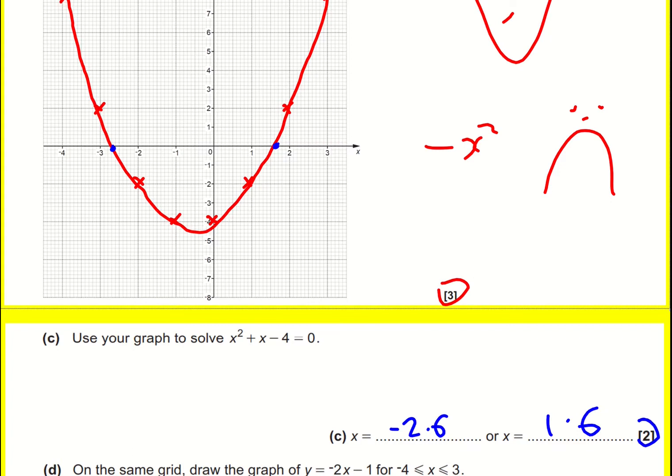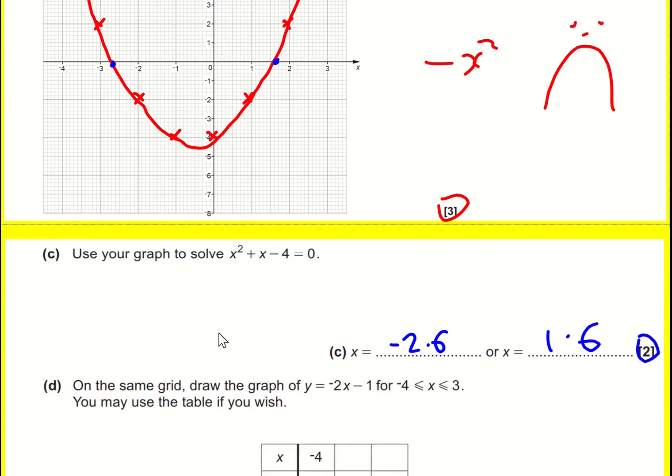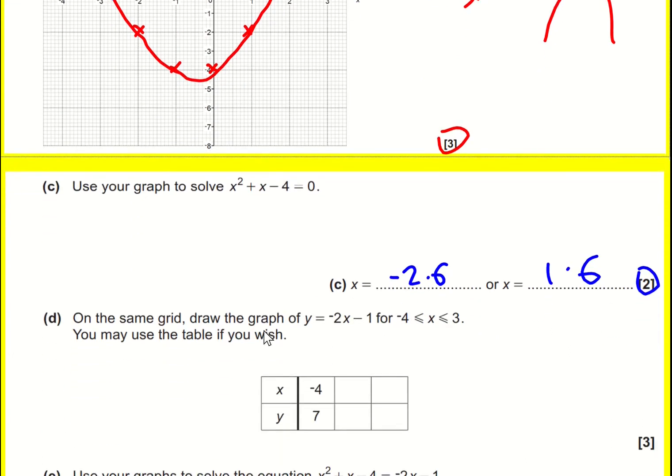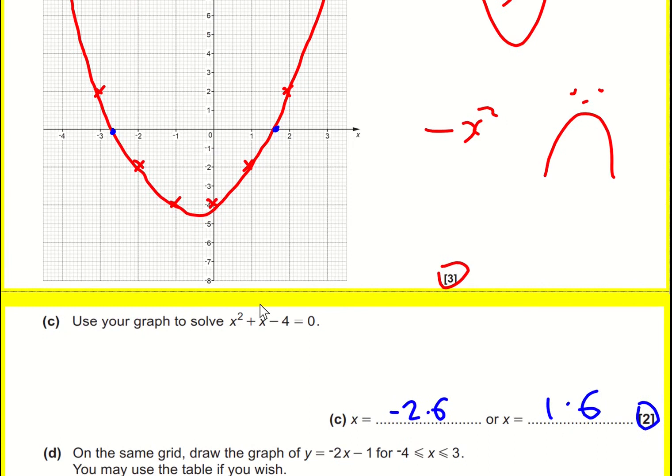Happy with that. On the same grid, draw the graph of y equals minus 2x minus 1 for the same range. You may use the table if you wish. I think I'm going to go for it. I'm just feeling confident today.